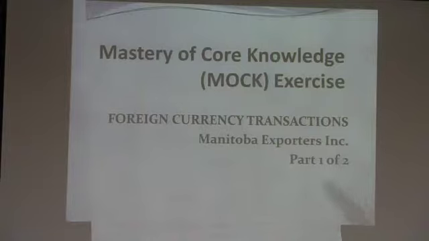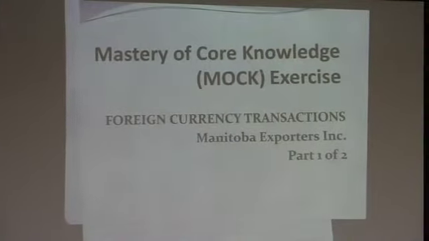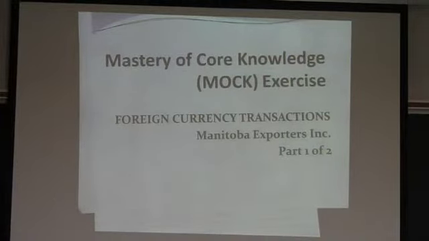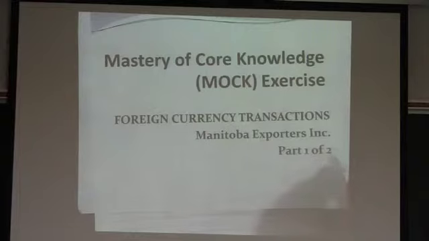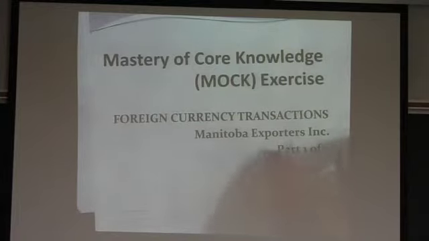Okay, for this mock exercise, we're going to take a look at foreign currency transactions. And we're going to use this question, Manitoba Expert. So let's take a look at the question. We're going to actually do two questions regarding foreign currency transactions, so there's going to be two videos for this particular topic. So let's take a look at the question, first of all.